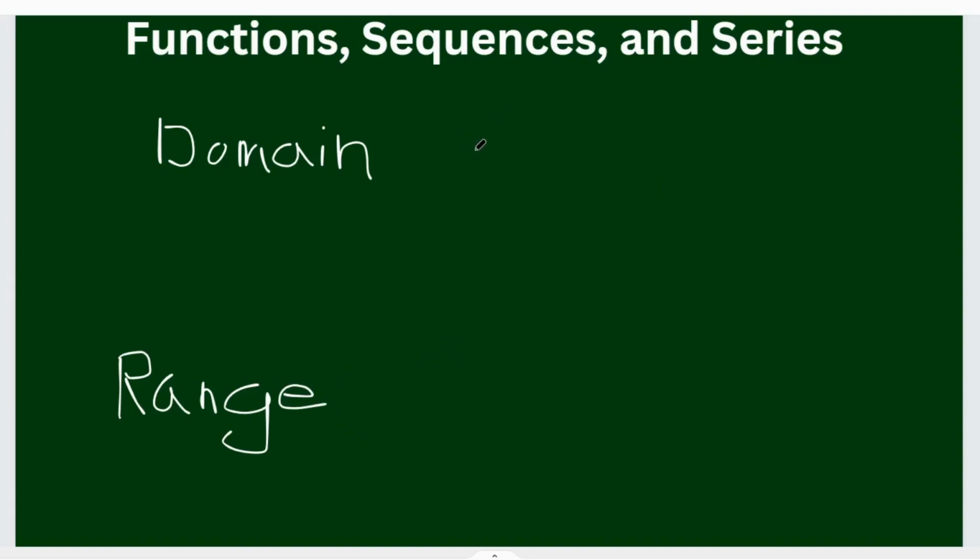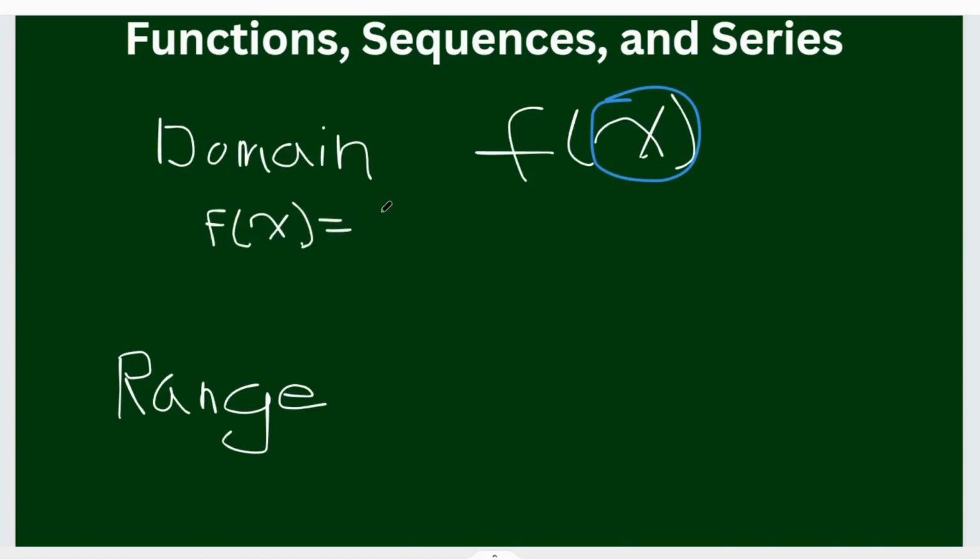Well, for the domain of a function f(x), the domain is all the possible values of x such that the function outputs a real value. So, we'll take an example. f(x) is equal to square root of x plus 1. Now, what's the domain of this function? Well, what are all the possible values of x such that you get a real value for f(x)?